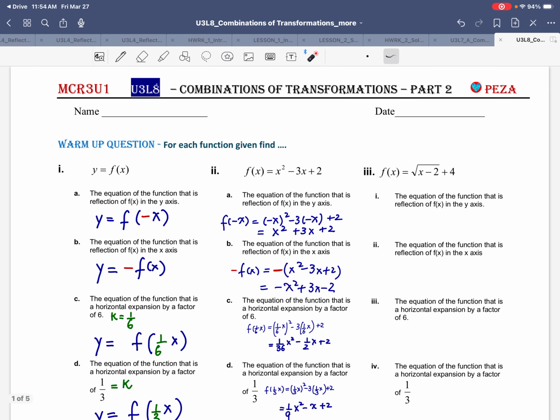We're going to take a look at combinations of transformations in the square root function indicated here. f of x equals the square root of x minus 2 plus 4.